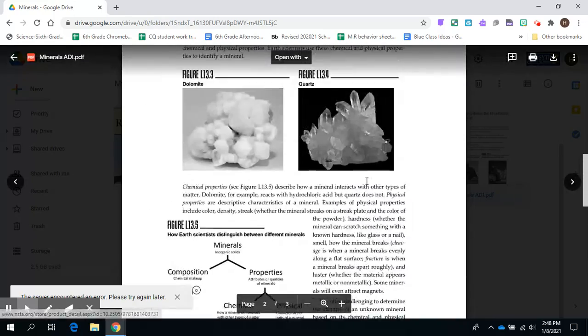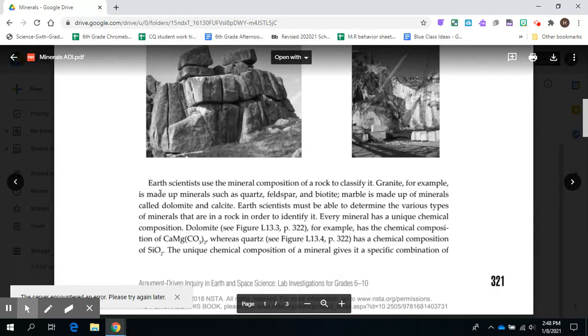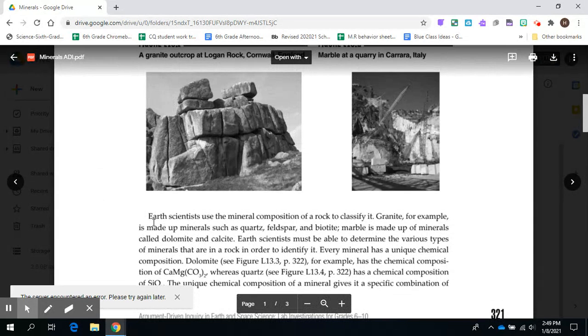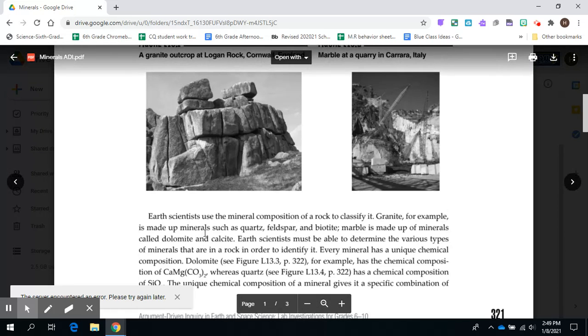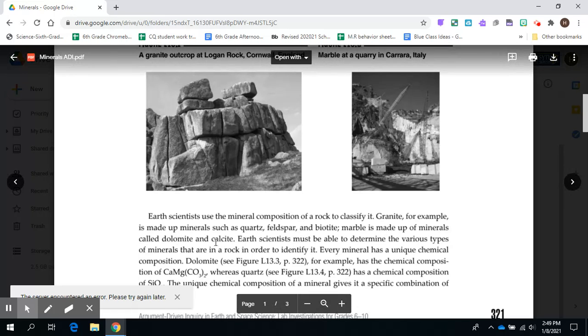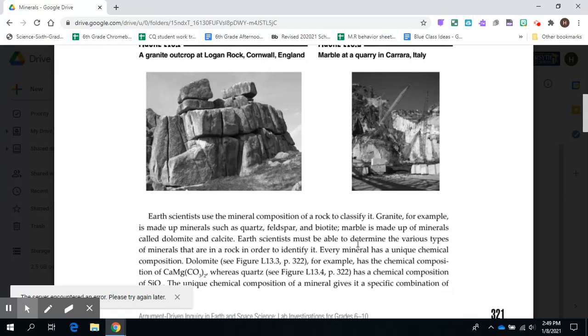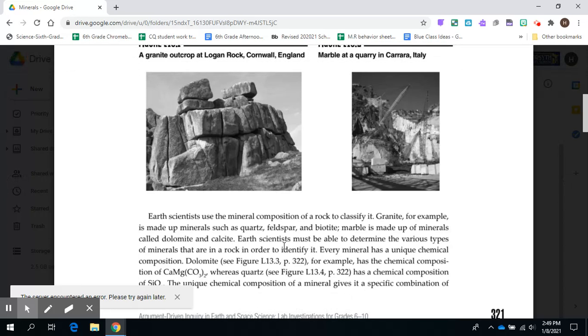So let me just read a little bit of this to you so you get a better idea of what to be looking for. So I'm going to start here. Earth scientists use mineral composition of a rock to classify it. Granite, for example, is made up of minerals such as quartz, feldspar, and biotite. Marble is made up of minerals called dolomite and calcite. Earth scientists must be able to determine the various types of minerals that are in a rock in order to identify it. So minerals make up rocks. It's very important for us to understand that.